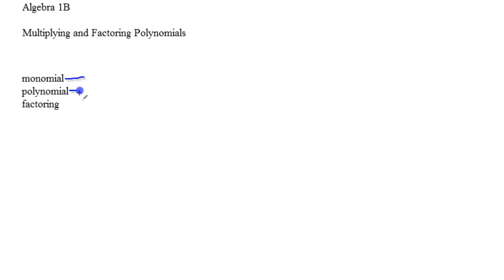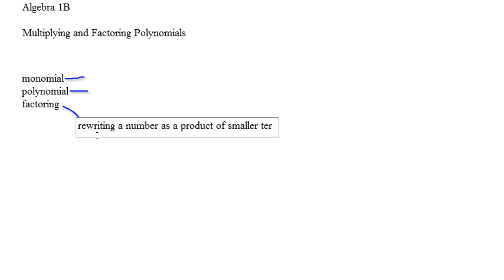Monomial just has one term. Polynomial has three or more. You can also say polynomial is like a binomial, or it just has more than one, is what it is. Alright, now factoring is just looking at all the numbers that multiply to get something. So, rewriting a number as a product of smaller terms.